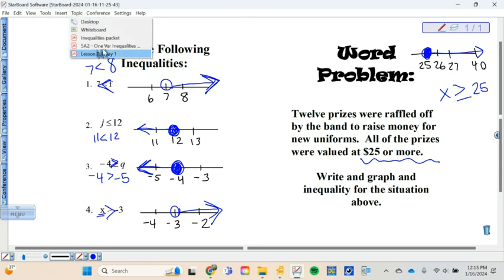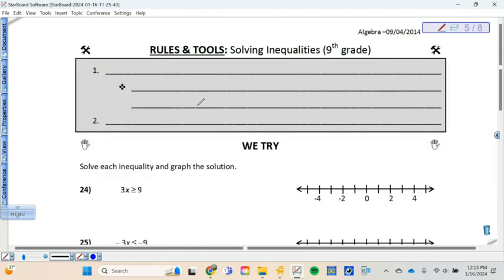All right. So we are going to take a look. I think it's on the same side of the paper you guys are on. We're going to start talking about solving inequalities. Solving inequalities is just like solving equations. It's the exact same thing. There's only one difference, and I will tell you that difference in just a minute.